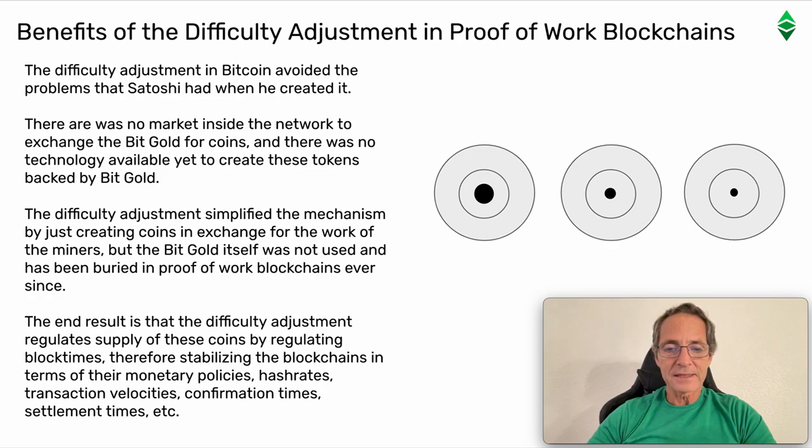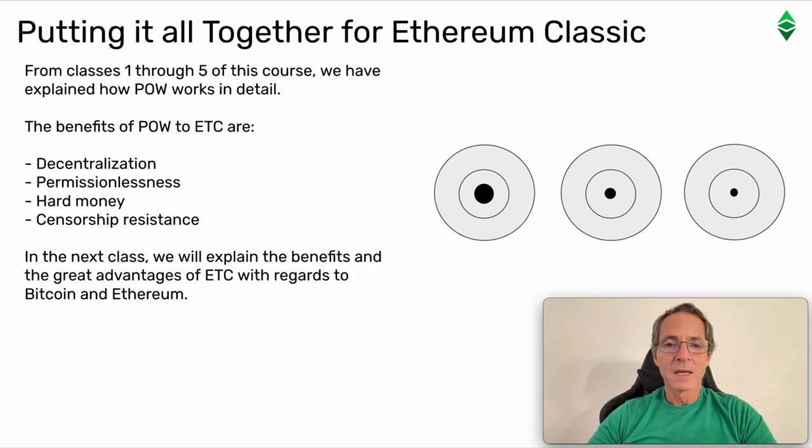The end result is that the difficulty adjustment regulates supply of these coins by regulating block times, therefore stabilizing the blockchains in terms of their monetary policies, hash rates, transaction velocities, confirmation times, settlement times, etc. Putting it all together for Ethereum Classic. From classes 1 through 5 of this course, we have explained how proof of work works in detail. The benefits of proof of work to ETC are decentralization, permissionlessness, hard money, and censorship resistance.